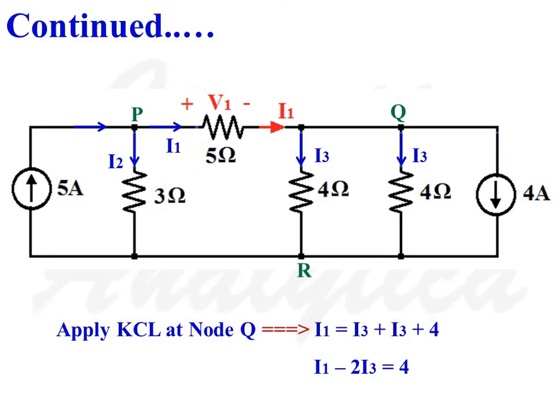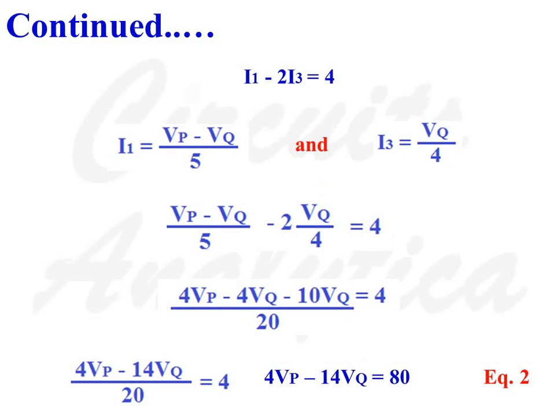So I1 is given as (Vp minus Vq) divided by 5 and I3 is given as Vq divided by 4. So according to KCL, I1 minus 2I3 is equal to 4. (Vp minus Vq) the whole divided by 5 minus 2Vq by 4 is equal to 4. Rearranging the terms, we will get 4Vp minus 14Vq is equal to 80. Equation number 2.